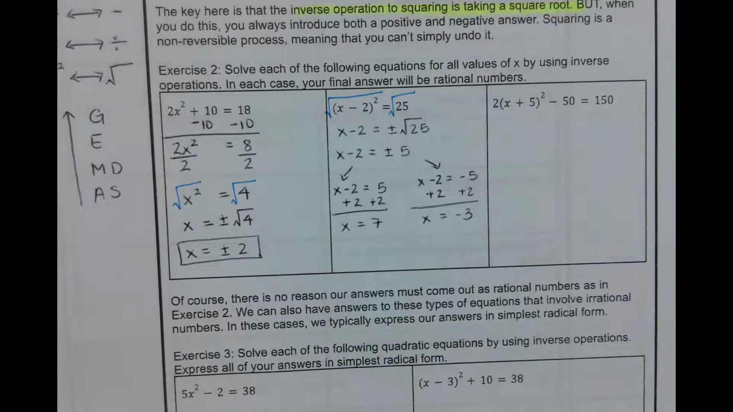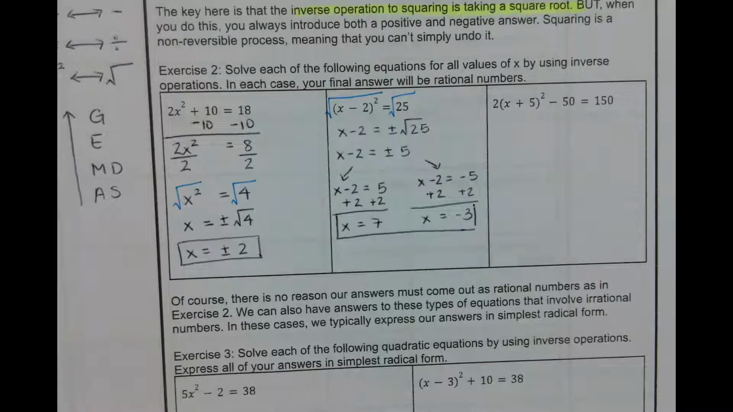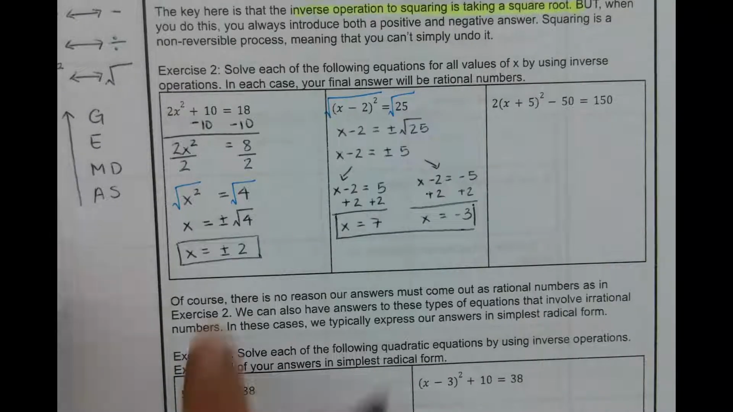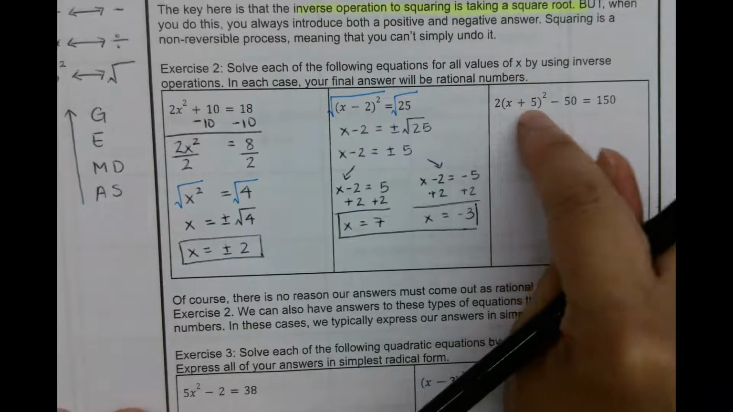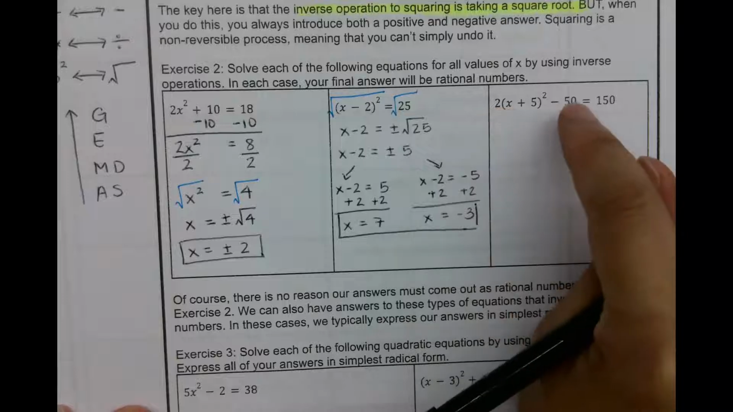Okay, so I have two answers. One is x equals positive 7. The other one, x equals negative 3. Okay, so we're going to do this one next. I love this one because it shows us all of them here, right? We have a grouping, that parentheses. We have an exponent. We have a multiplication. And we have a subtraction here.